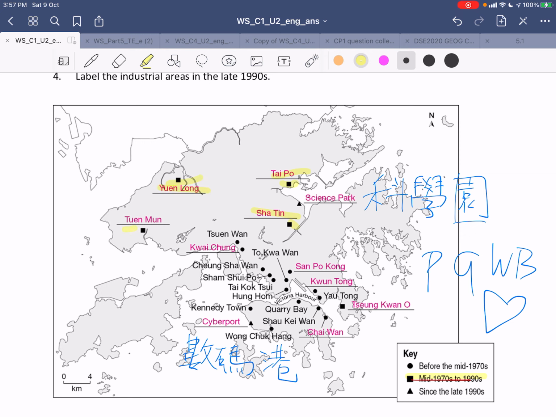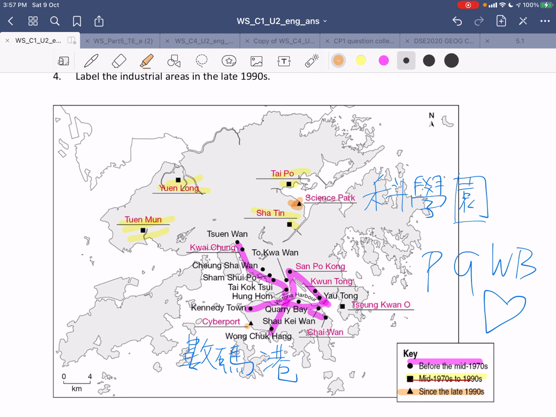And for those marked with a circle like this one, the circle is always in the old urban area, like Chai Wan, Quarry Bay, Wong Chuk Hang, and when you are passing through Ocean Park, you may find some industrial estates and industrial buildings as well. And how about the triangle? We just have two, which are the high-tech developments.